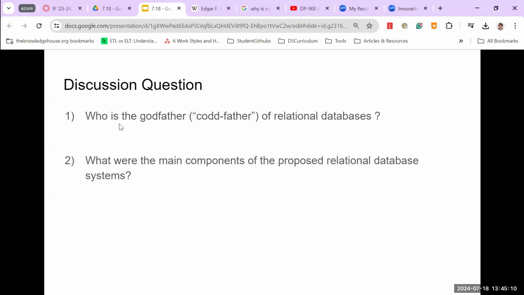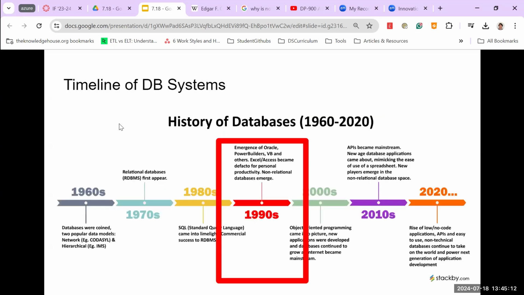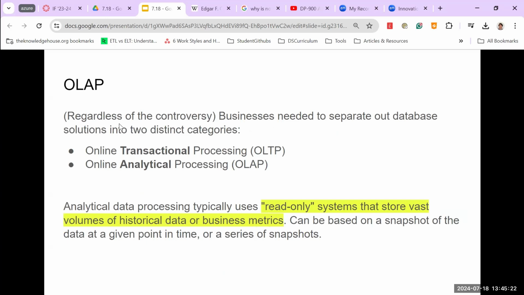So I'm going to skip through these discussion questions. I'm actually going to go ahead and skip through this timeline as well. I was going to go through a little bit of a historical tangent as to the first time OLAP research papers were published, but really just going to skip all this. And let's just dive into what an OLAP, or an OLAP database, is. Essentially, an OLAP database is a read-only system.